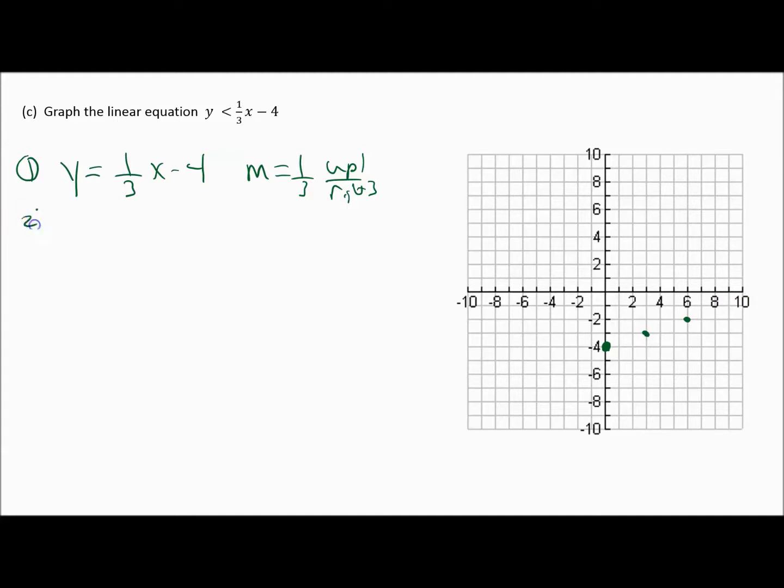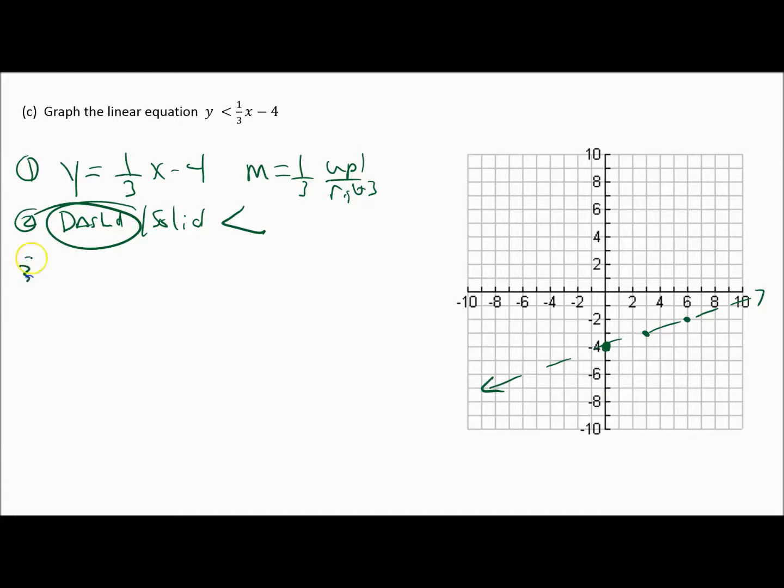Next question is, do I do this dashed or do I do this solid? Well, it's a strictly less than problem, which means I graph this with a dashed line as best we can. There we go. There's our dashed line.